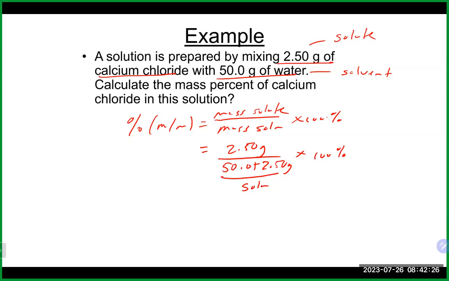Again, very common, as we talked about previously when we did this example, people will often just divide by the solvent without getting that solution mass. So 4.76%, I think, is what we got there. This is calcium chloride in this case. Any questions on that one there?